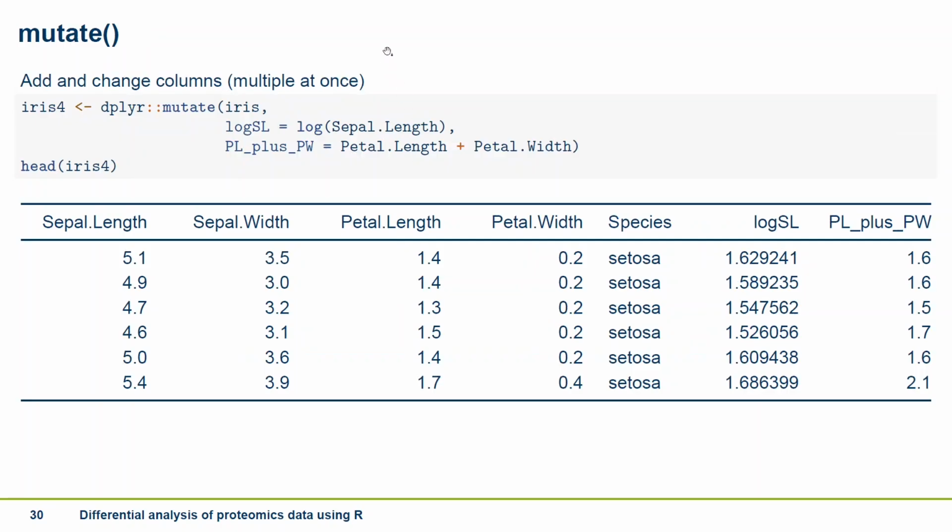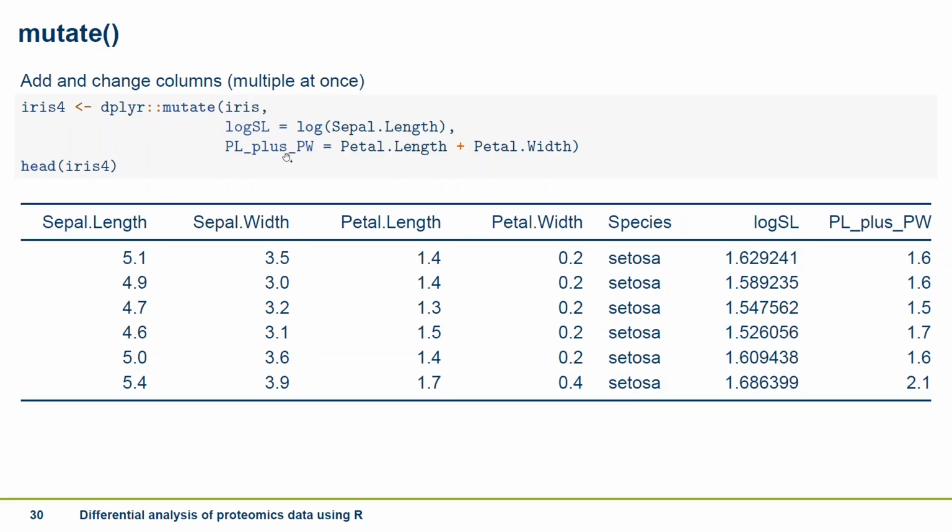The mutate is also a very handy function. You can basically add columns to a data set that somehow depend on the already existing columns. So for example, here the mutate function, the iris data set, and then for example you want to log transform the sepal length, you can simply say, okay, I want to have a new column called log SL, which should be the log of the sepal length. So the column here of the iris data set is referred to here.